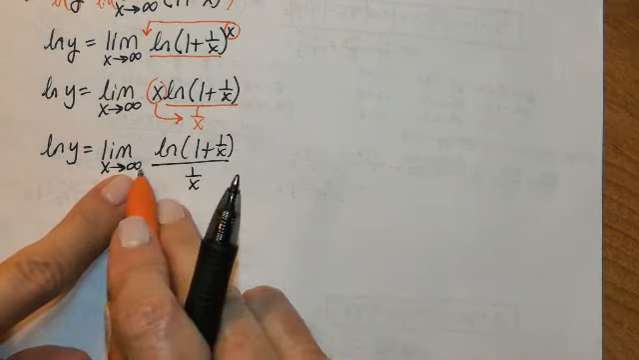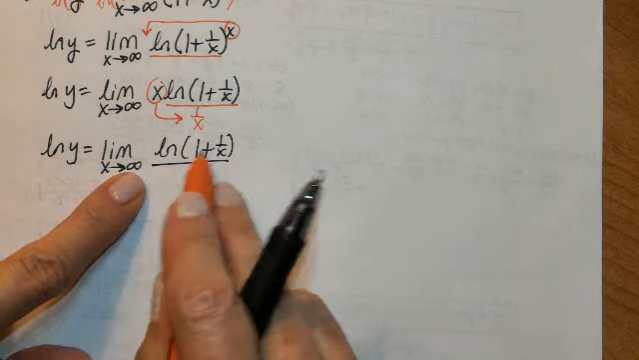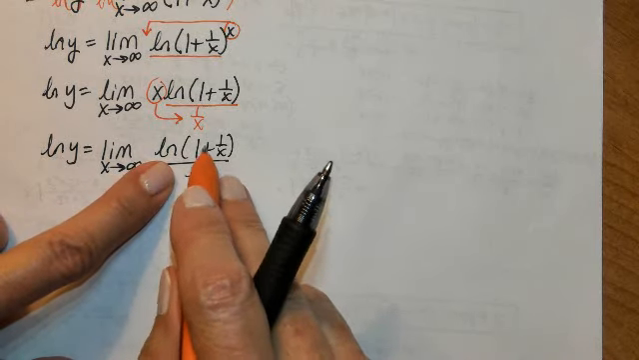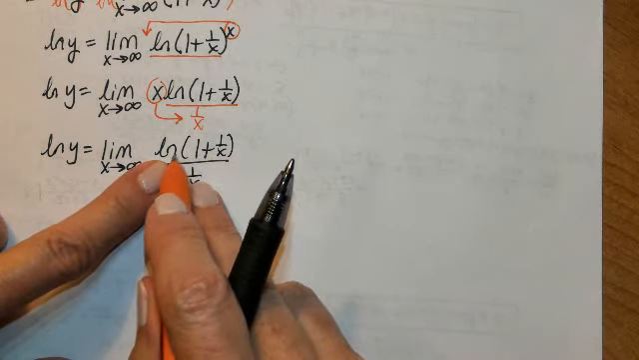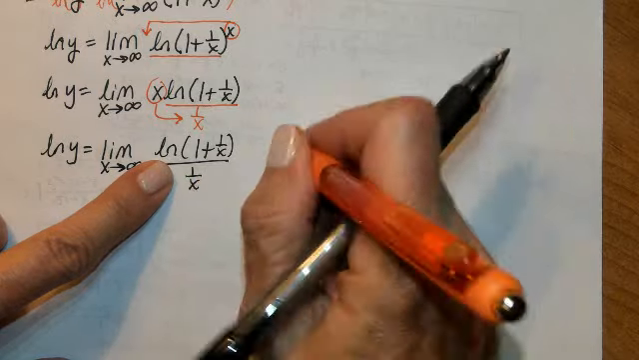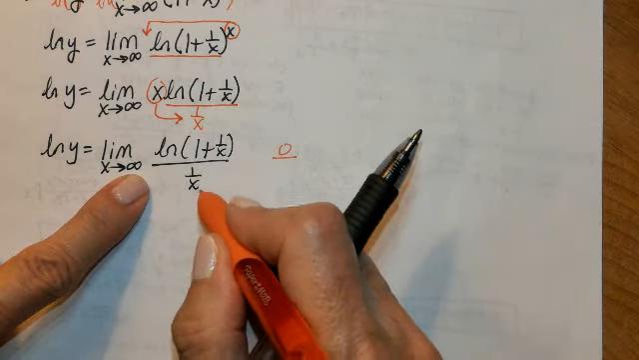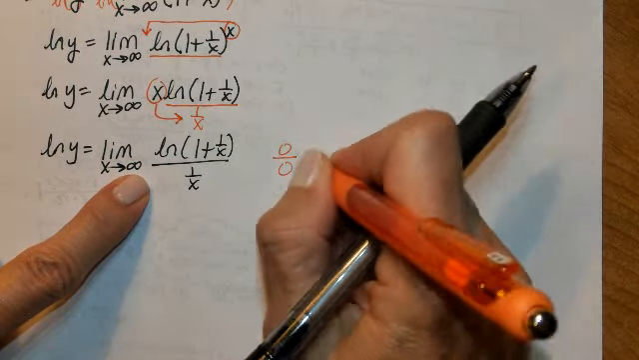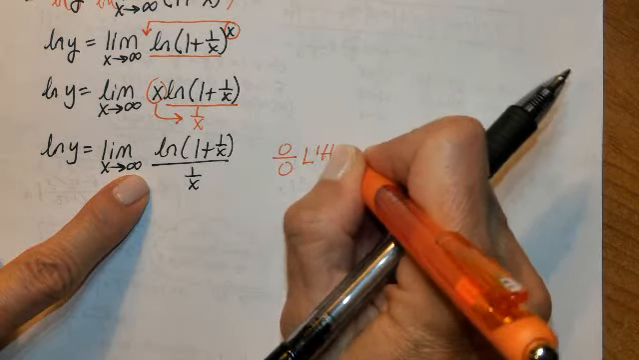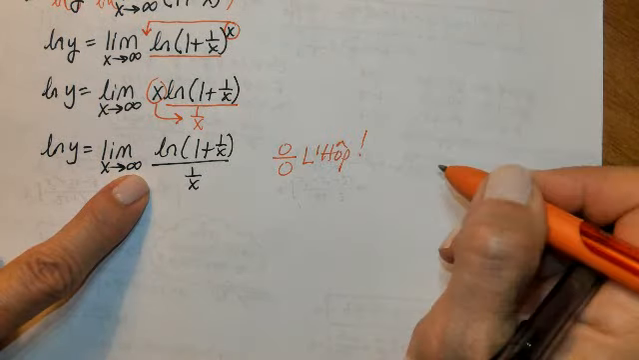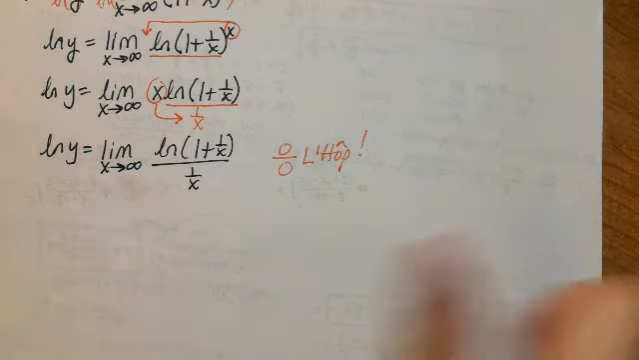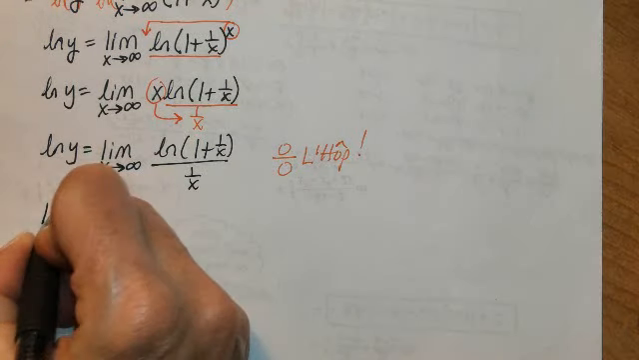Let's plug in infinity. Now when we plug in infinity, we get natural log of 1 plus 0, so natural log of 1. That's 0. Plug in infinity down here, 1 over infinity is going to 0. So yay, we get to apply L'Hopital's. All right, we're applying L'Hopital's.